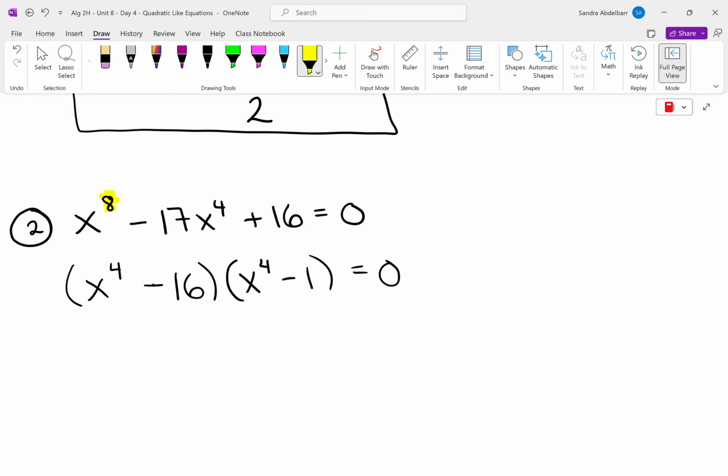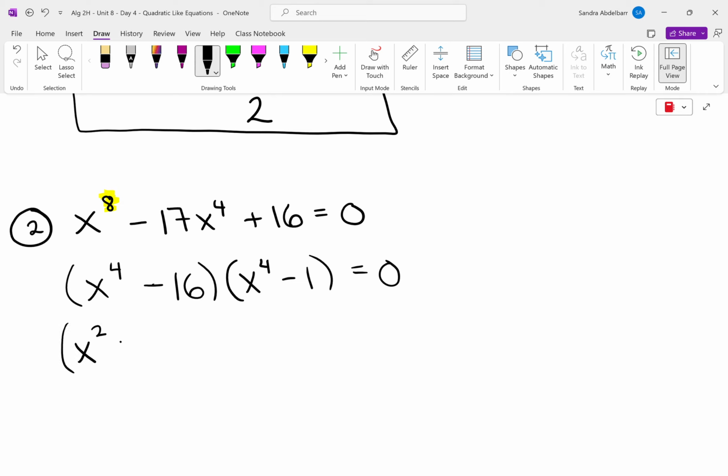Now, I did my original set of factoring. I am not done factoring. Can somebody tell me why I'm not done factoring? Kai? You're right. They're both perfect squares. Good. We have dots here. They're both perfect squares.